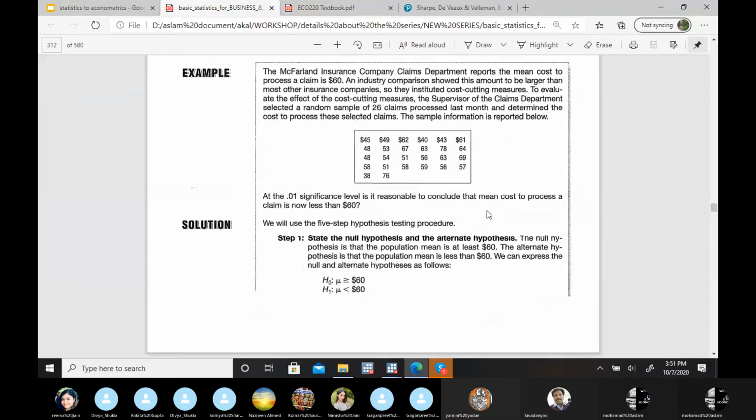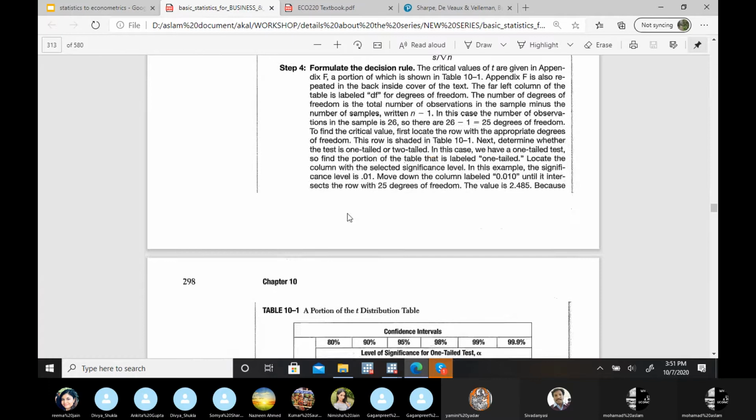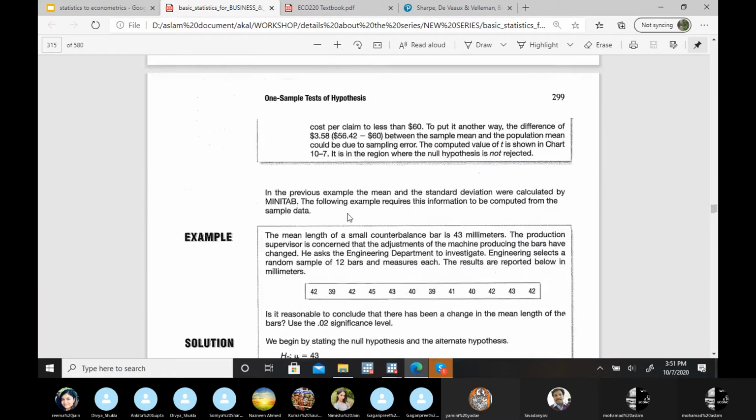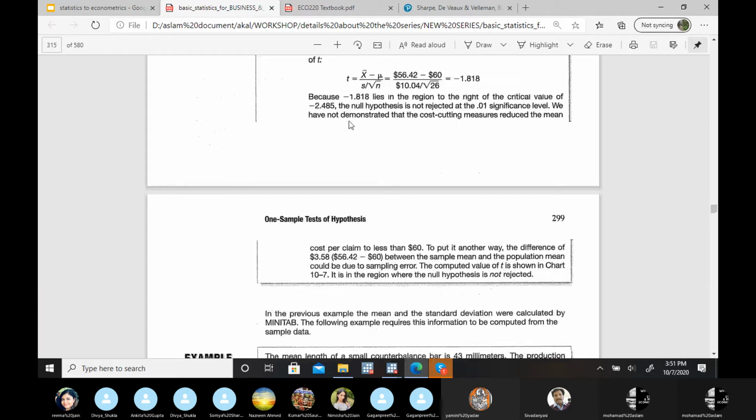Is it reasonable to conclude that the mean cost to process a claim is now less than 60? It's greater than or equal to 60, which means we are accepting the null hypothesis. Let's see how they interpreted this particular case. The conclusion part here: we have not demonstrated that the cost cutting measures reduce the mean cost per claim to less than 60. To put it another way, the difference of 3.0 between the sample mean and the population mean could be due to sampling error. So we rejected this particular alternate hypothesis, and we accepted the null hypothesis.